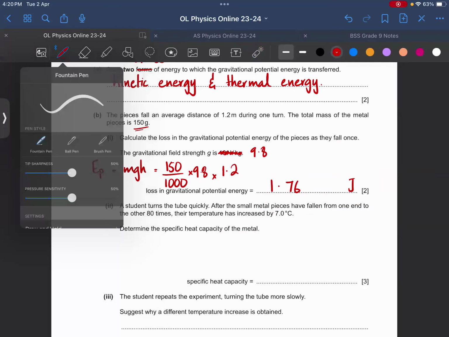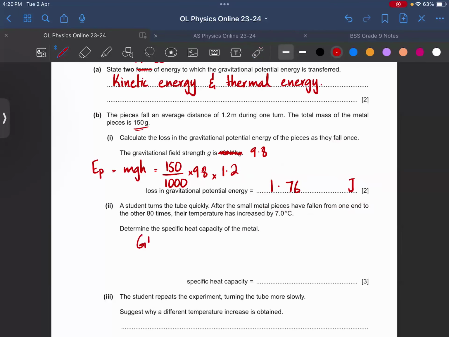So I know that the GPE is basically going to turn into the thermal energy. ठीक है? So this is 80 times 1.76. Thermal energy का formula. Again, this is something you guys need to remember. So specific heat capacity, the formula is MC delta theta for the energy.